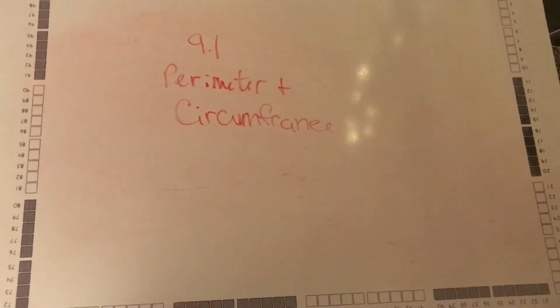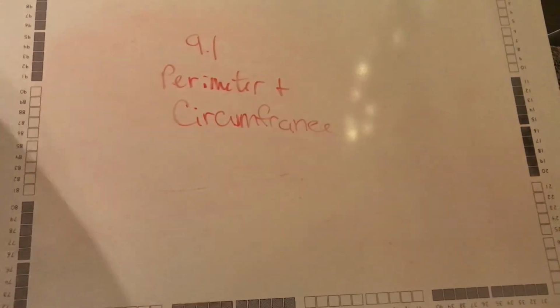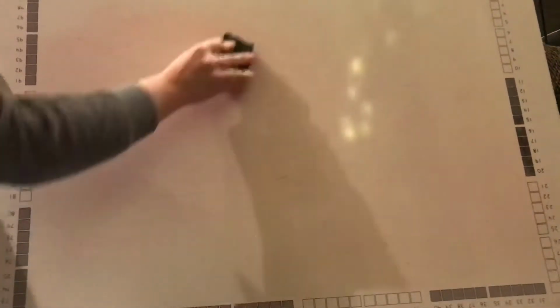All right, so new chapter, going into chapter 9. And the first section is finding the perimeter and circumference of a polygon. So the very first thing we're going to look at is finding the perimeter of a triangle.